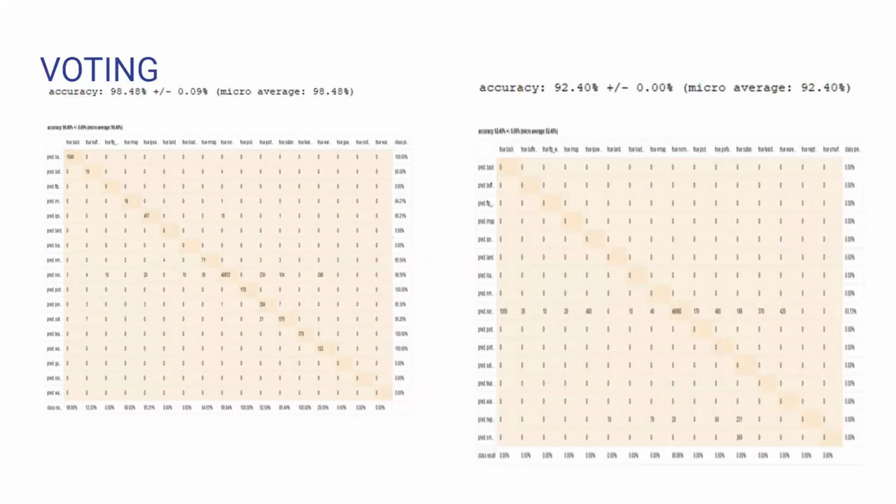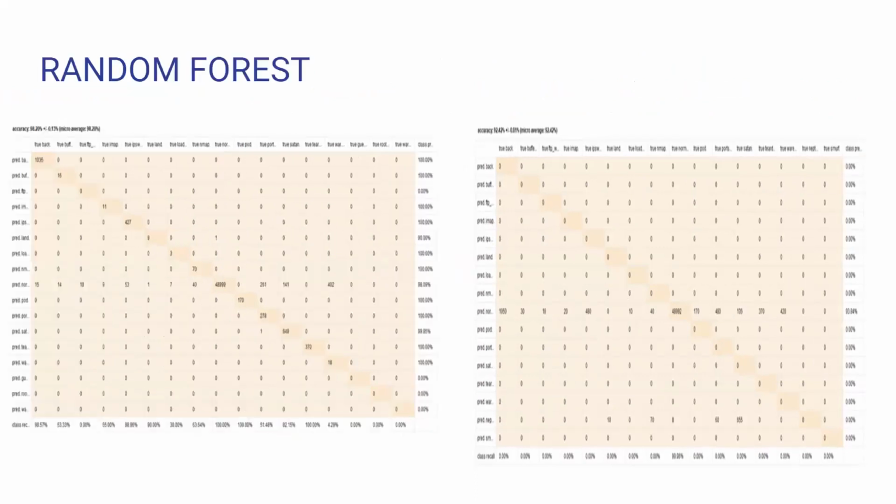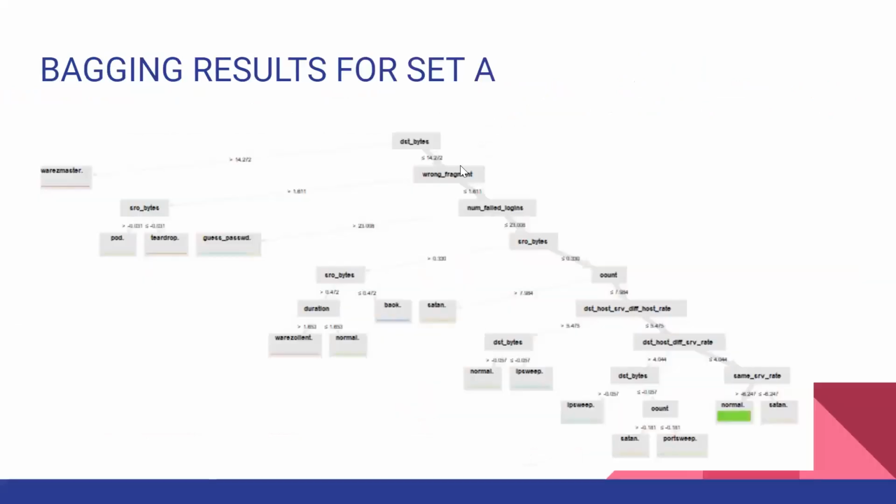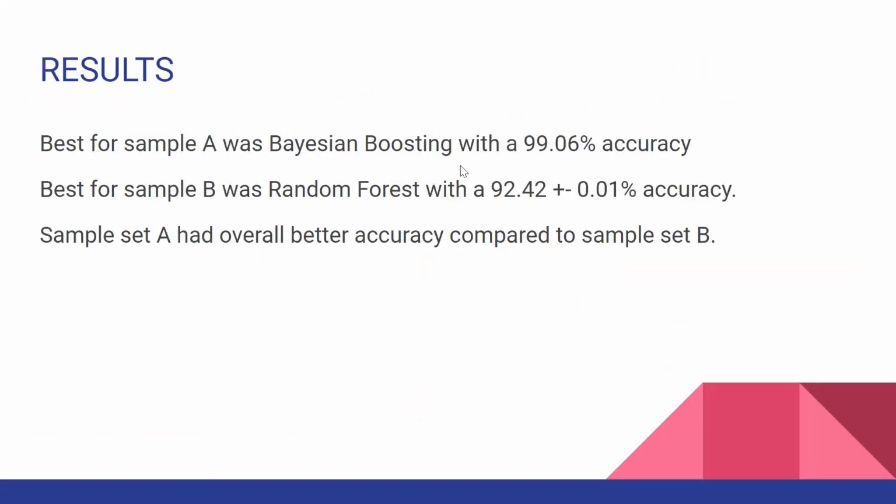With the voting boosting, I got 98.48, and the accuracy for data set B is 92. For the random forest, the accuracy is 98.20, and for data set B, the accuracy is 92, which I forgot to mention. And this is the bagging result for set A. When comparing the results, the best for sample A was Bayesian boosting with 99.0% accuracy. The best for sample B was random forest with 92.42. Sample A has a slightly better accuracy when compared to sample B.